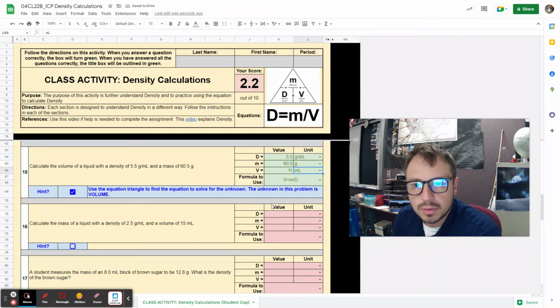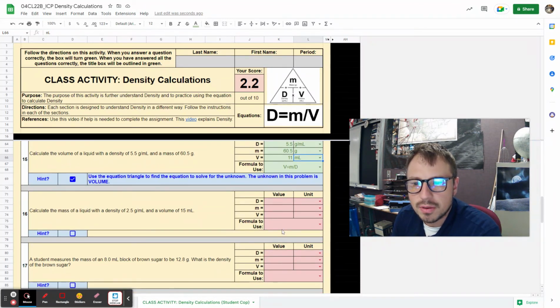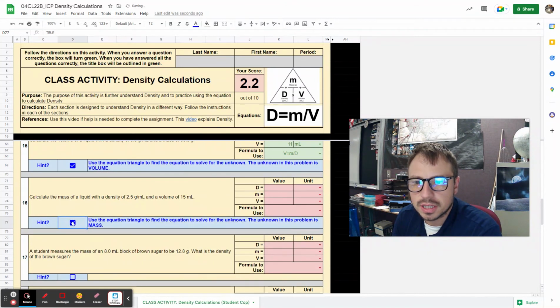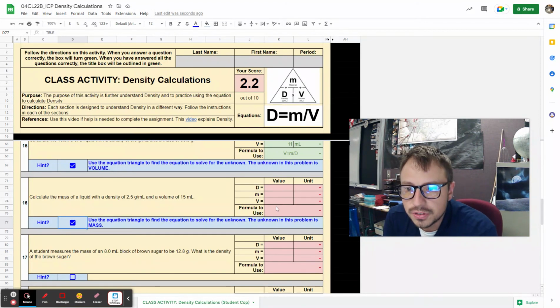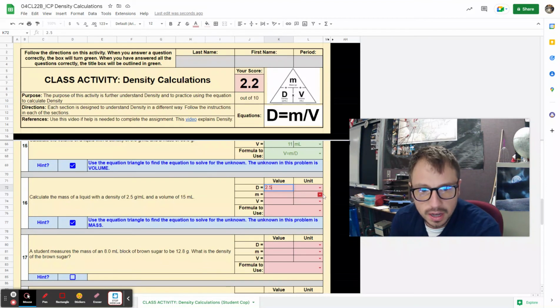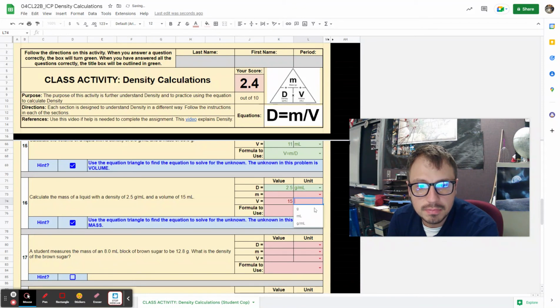Good. Now let's do one where we have to calculate the mass. Good. Here's one, right? So once again, the hint just tells you use a triangle. The unknown in this problem is mass. So let's just fill in what we know. So calculate the mass of a liquid with a density of 2.5 grams per milliliter and a volume of 15 milliliters. So what I know, the density, it's 2.5. And I come in here and I get milliliters. Oh, nope, sorry. Grams per milliliter. That's my fault. Remember, the unit for density is grams per milliliter. I know the volume is going to be 15 milliliters.